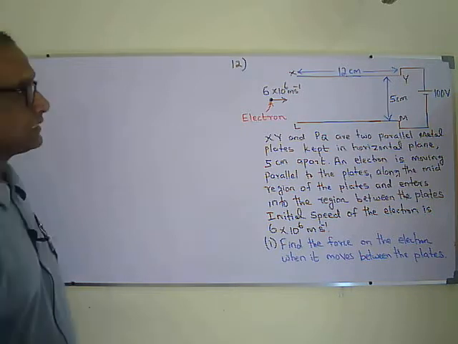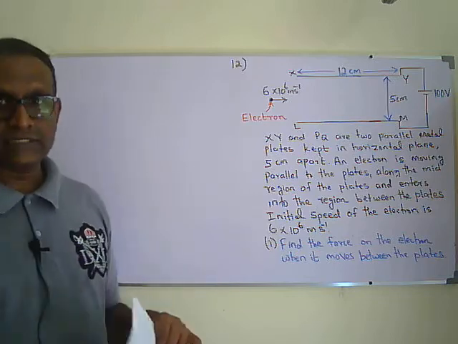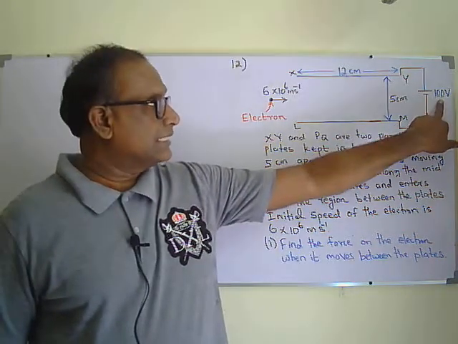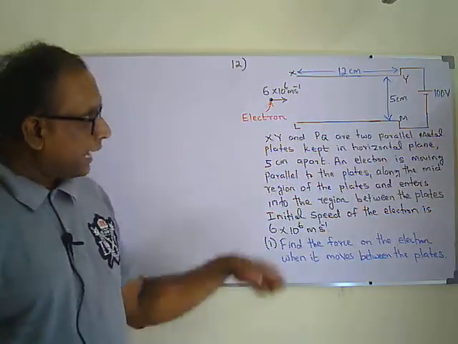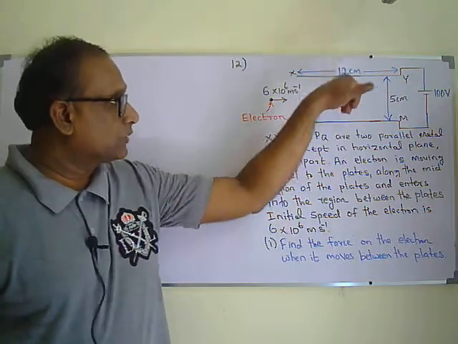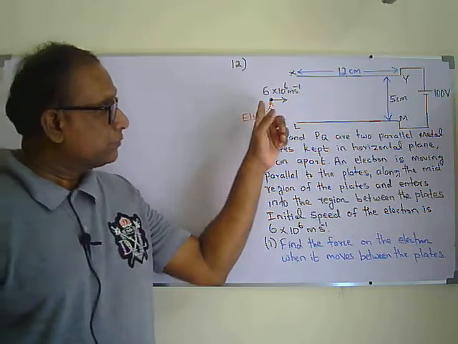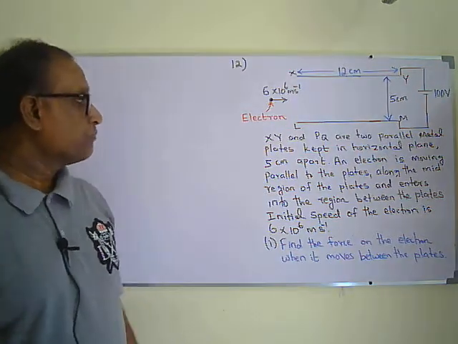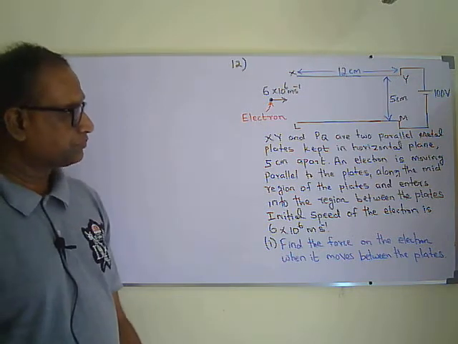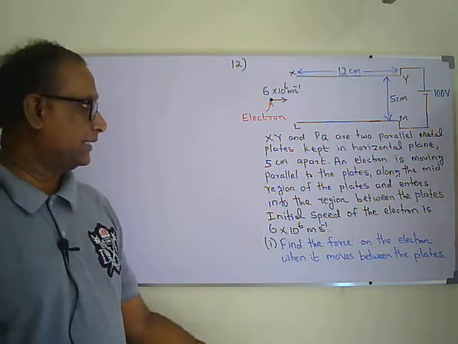Okay, so this question is slightly different compared to the previous one, the 11th question. Here the voltage across the plates is given as 100 volts, and the plates are kept in a horizontal position. The length of the plate is 12 centimeters, both plates. An electron is entering along the mid region parallel to the plates at a speed of 6 times 10 to the power 6 meters per second, right? And the distance between the plates is slightly different compared to earlier, 5 centimeters now.